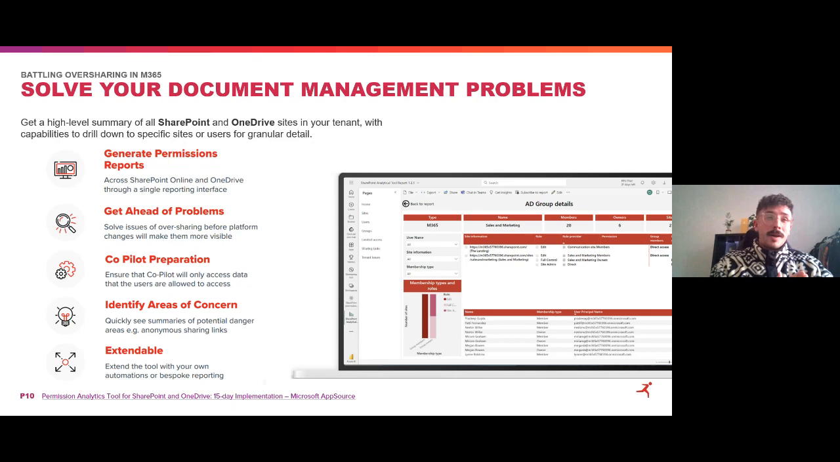If you're doing things like a Copilot pilot, we'll look at an example in just a sec. Again, you can use this tool to make sure your pilot users are prepared and they're not going to be finding anything they shouldn't. Because it's a tool we've created using out-of-the-box features in Power Platform and Microsoft 365, the tool is extendable. We can customize it to add additional features like automation and custom reports, whatever you might be looking for.